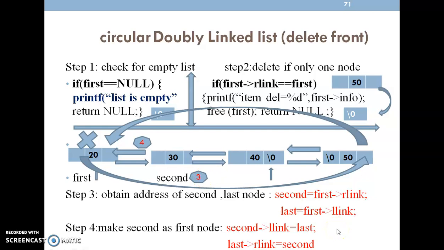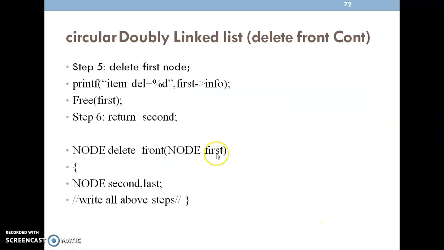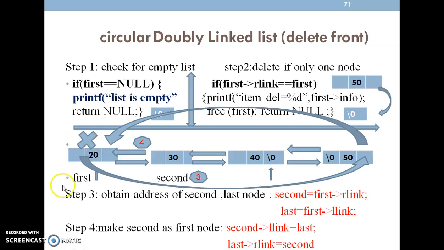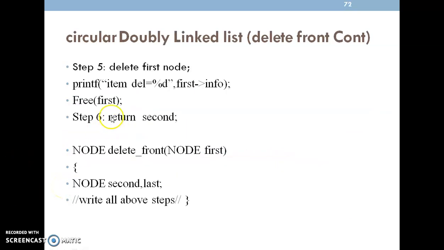Okay. Then step 5, delete the first node. Printf item deleted equal to percentage d first pointer info, free first. This first node will be freed. Then return the first node, which is now the second node. Then write this function, call this function. Inside that, write all the 6 steps.